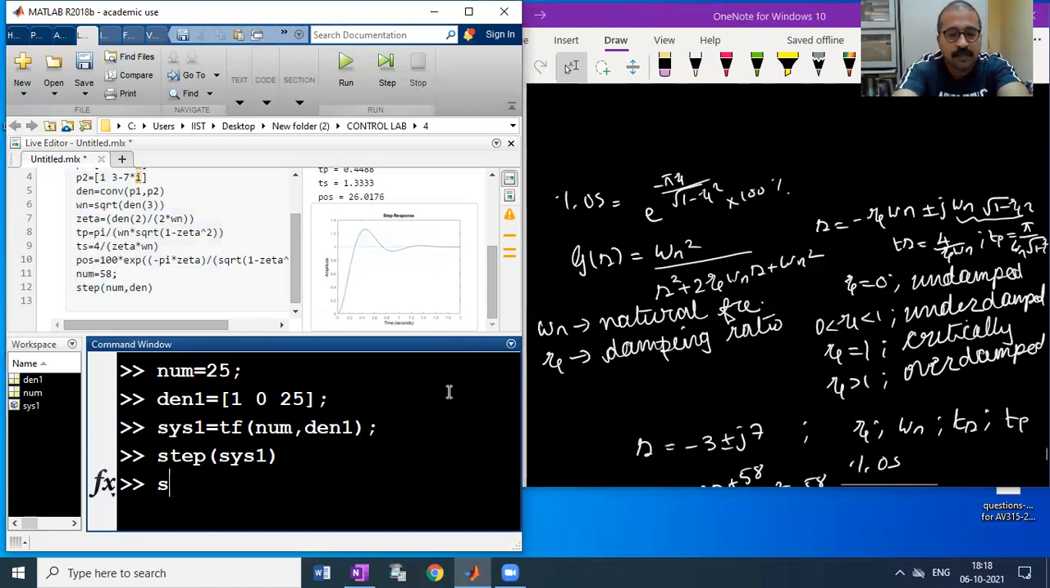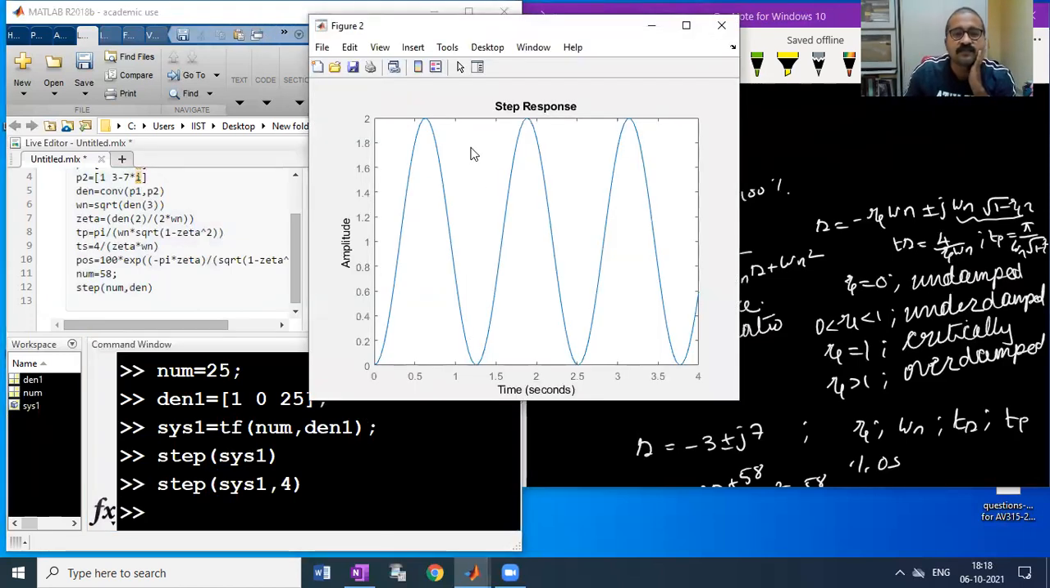Then you need to type step of sys1 comma, and define the time period 4. Now you see what the output is. It is an undamped second order response, because in an undamped system the poles will be on the imaginary axis. A second order undamped system means there will be a pair of poles on the imaginary axis.